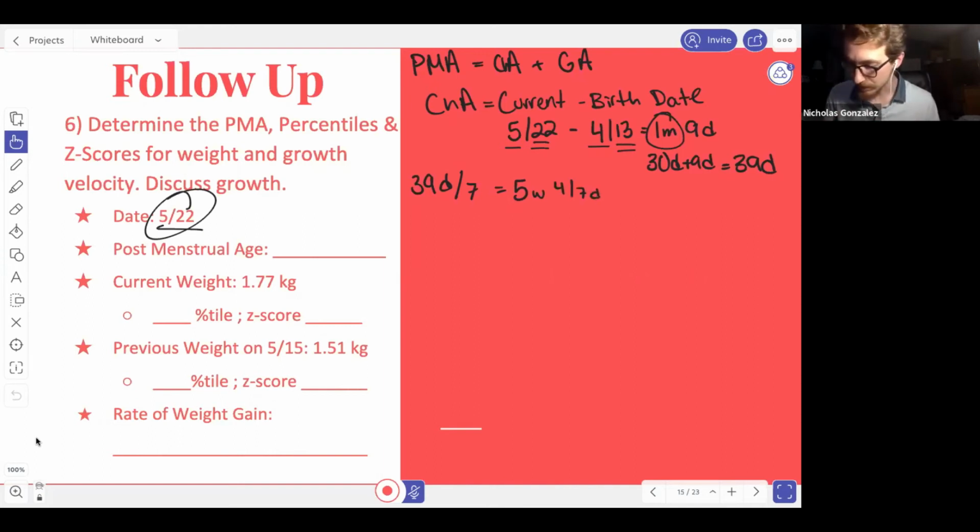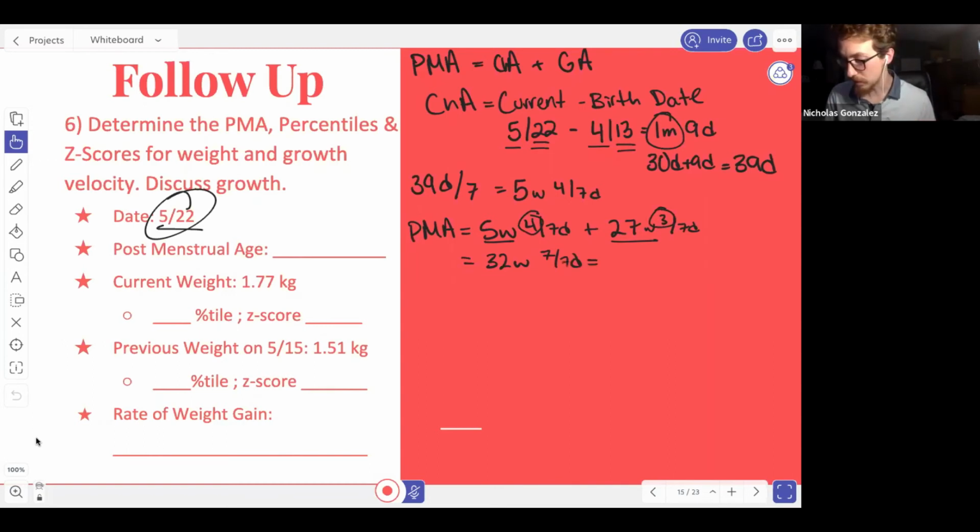Now we're going to do our PMA, which was that chronological age plus the gestational age, which from the previous slides was 27 weeks and 3 days. So we're going to add up the weeks here. We got 32 weeks plus how many days? 4 days plus 3 days. That's a total of 7 days, which of course is another week. So that's a total of 33 weeks post-menstrual age. Okay, and that's all we're going to do for that.